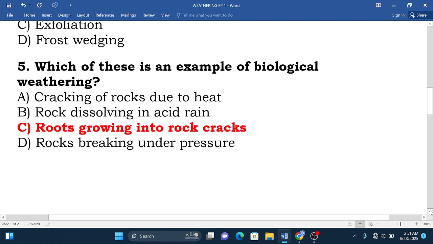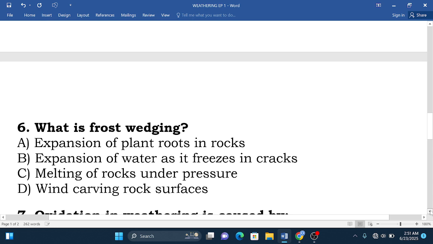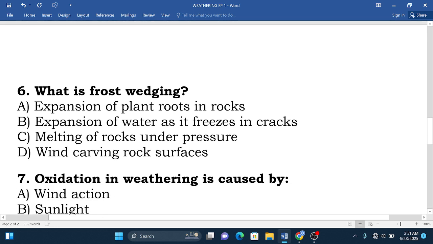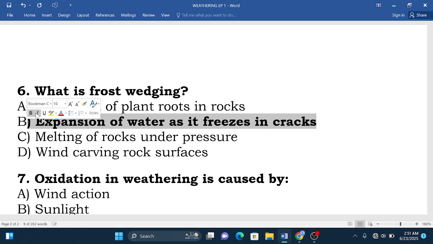We go to question number 6. The question is asking, what is frost wedging? A. Expansion of plant roots in the rocks. B. Expansion of water as it freezes in the crack. C. Melting of rocks under pressure. D. Wind carving rock surfaces. So the correct answer is B, where there is expansion of water as it freezes in the cracks.